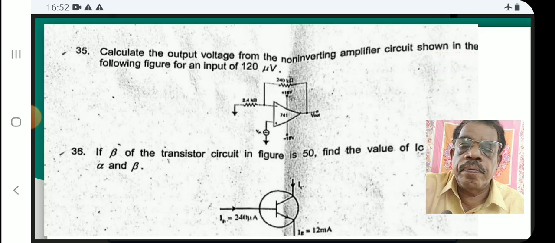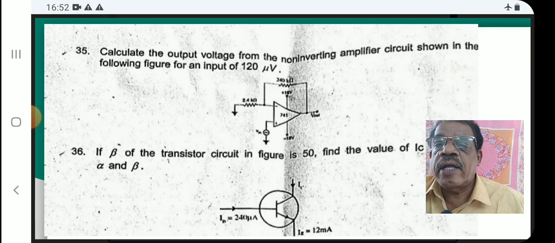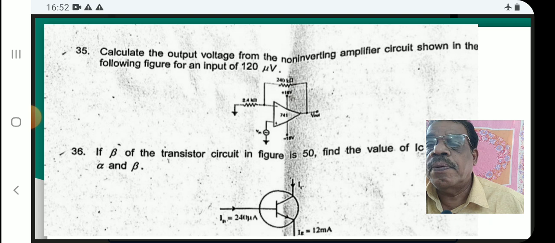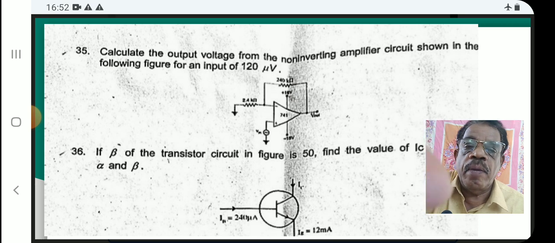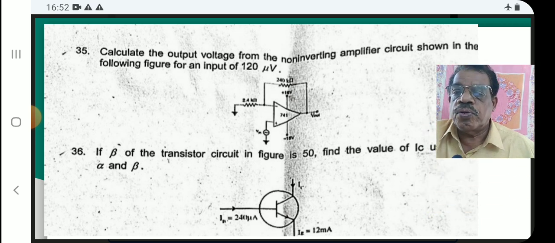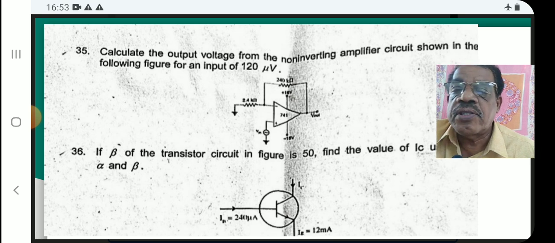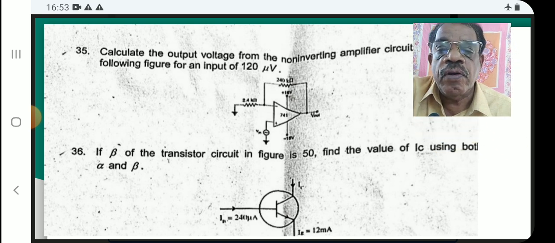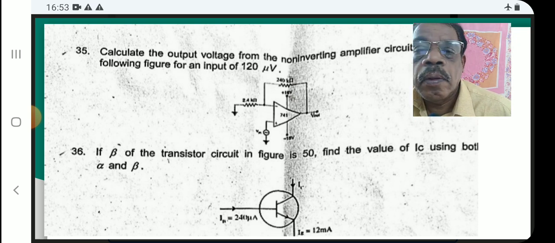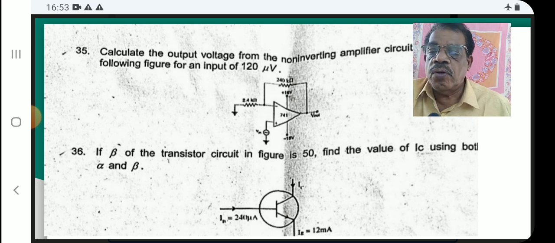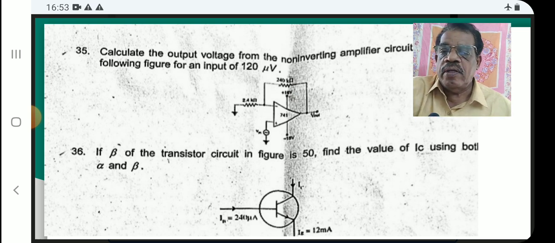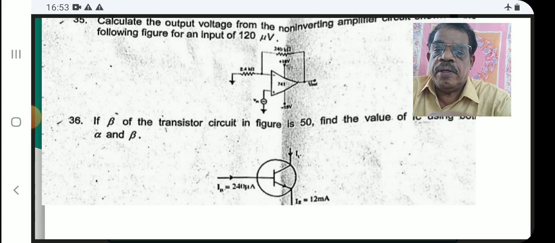Next question. Calculate the output voltage from the non-inverting amplifier circuit in the following figures for an input of 120 microvolt. That is an op-amp amplifier. We have to find the output. Number 36. If beta of a transistor circuit in the figure is 50, find the value of IC using both alpha and beta. You have to use alpha and beta to calculate IC. Data is given in the figure.